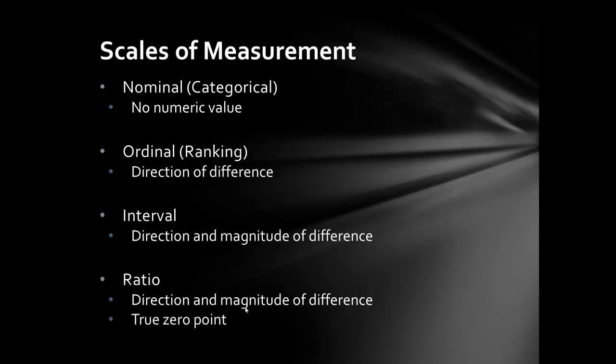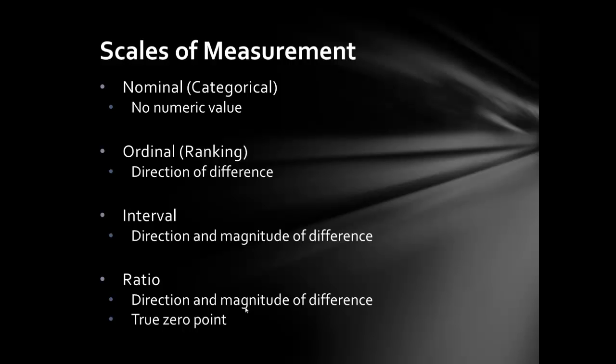Another example would be eye color or ethnicity, just things that aren't numeric in nature that you would assign numbers to for research purposes and data analysis. So that's nominal. Now the next one is ordinal or ranking. Now ordinal scales of measurement measure the direction of the difference. So you have a set of categories that is placed in some meaningful order, so it's either ranked in terms of size or level. But the ranking doesn't indicate the magnitude of the differences between the ranks.